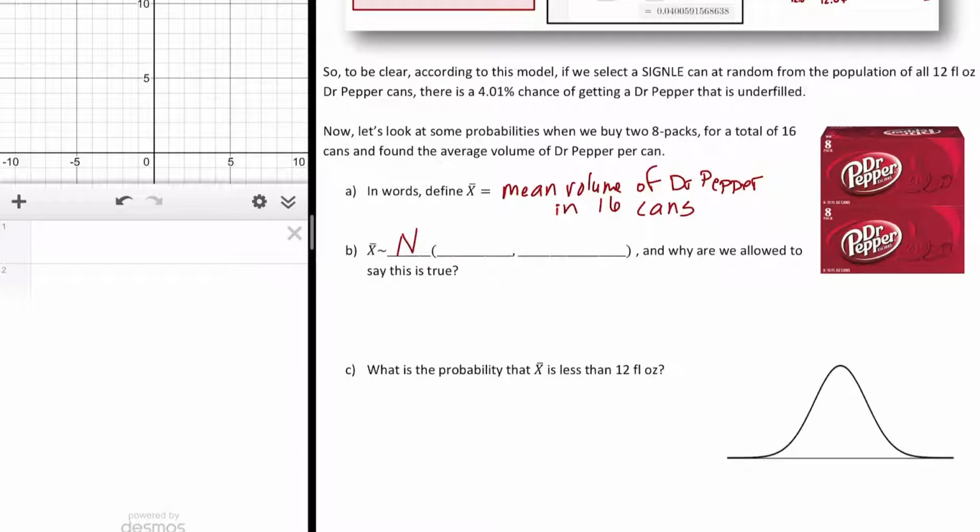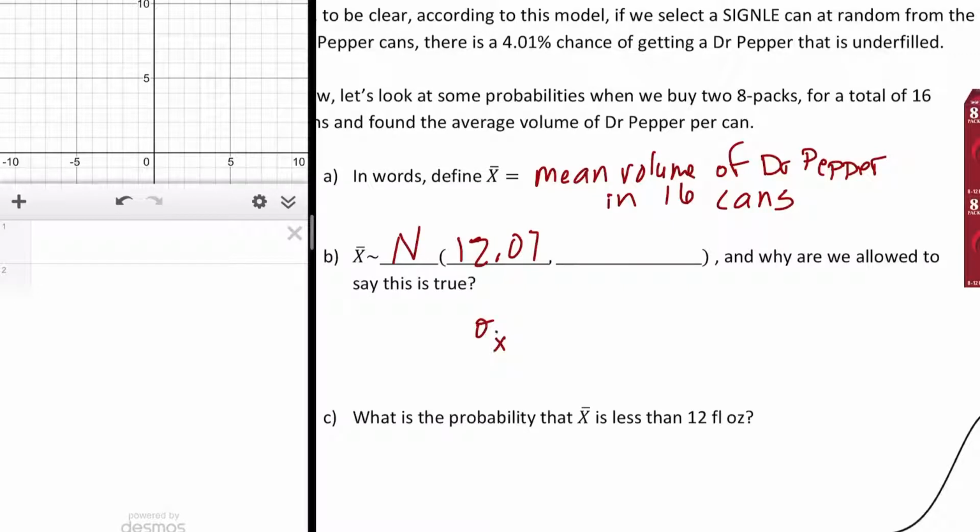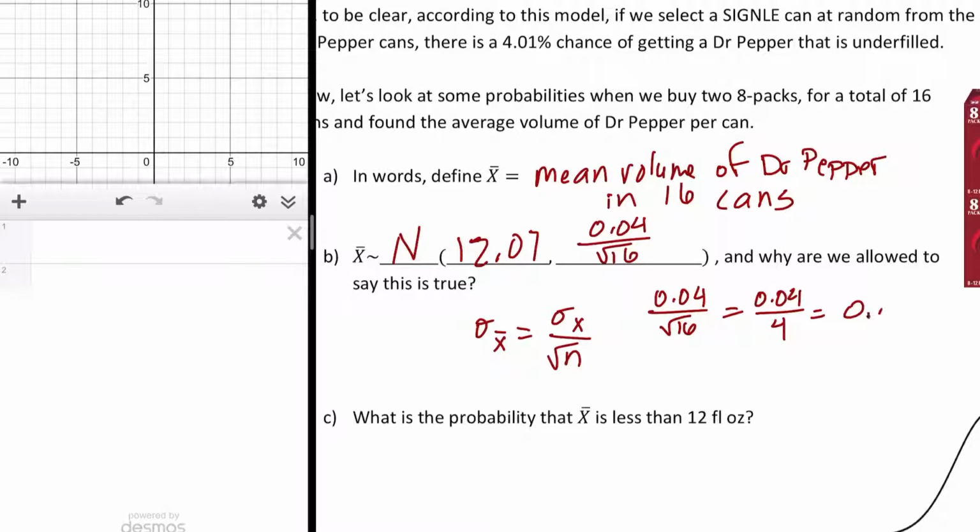All right, where's our mean going to be? Well, the mean is going to be the same mean that we had before, 12.07. That's because the mean of the sampling distribution of sample means is equal to the mean of the population. Lastly, for the standard deviation, if you recall from last lecture, it's the standard deviation of the population divided by the square root of the sample size. So sigma of X bar, the standard deviation of the sampling distribution of sample means, is the standard deviation of my population, so just X, divided by the square root of n. So here I can say this is 0.04 over the square root of 16. Now, I can simplify this for my sanity, and that's a nice perfect square. So 0.04 divided by 4, which we end up with as 0.01.